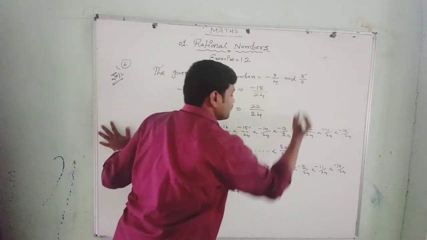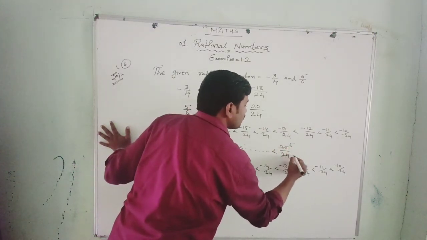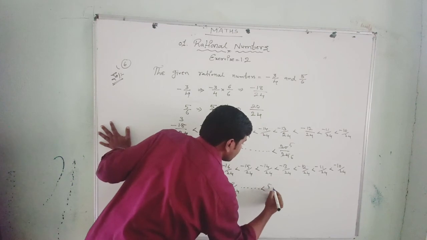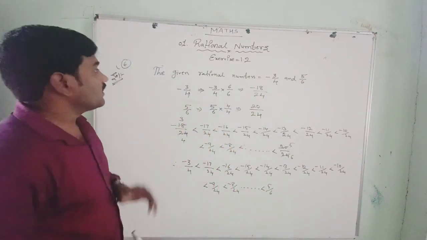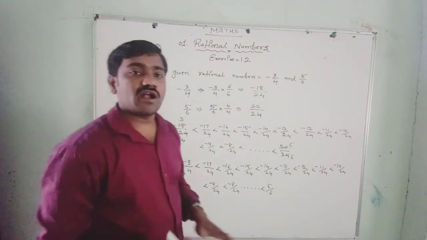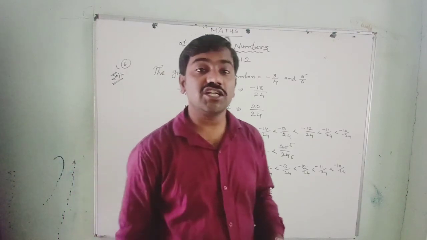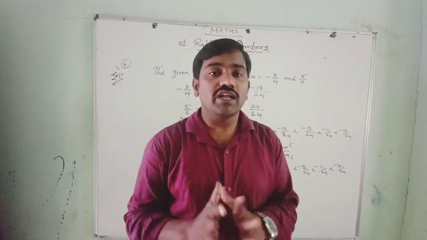Here you cancel now 5 by 6, no? 4 5s are 20, 4 6s are 24, less than 5 by 6. So here we have written 10 rational numbers. Not only 10, we can write infinitely many rational numbers between given two rational numbers.